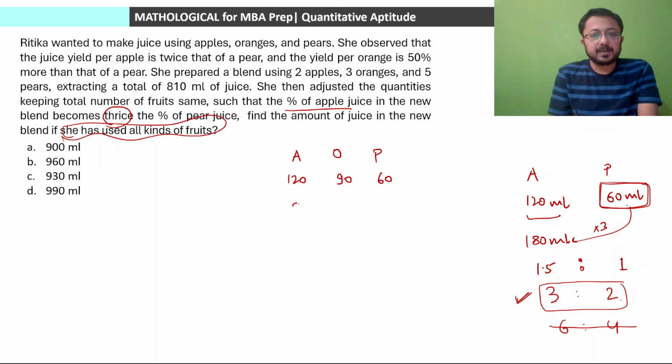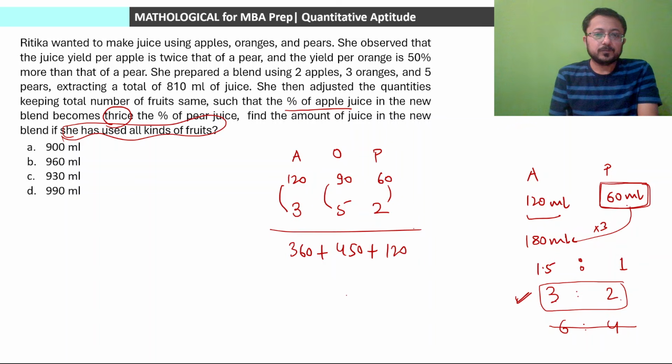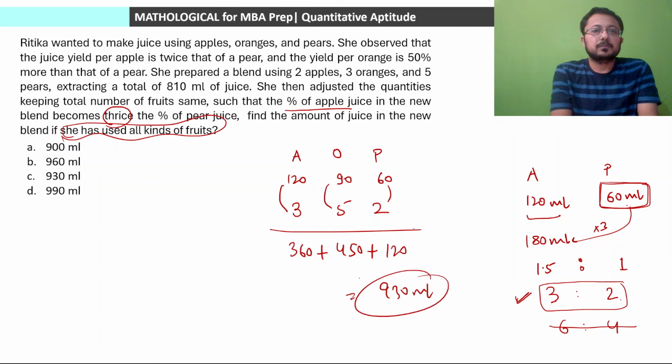So there must be 3 apples, 2 pears, and the remaining 5 will be oranges. So we can directly calculate the values. That is 120 into 3, 360, plus 450, plus 120. So answer will be हमारा 810 plus 120, 930 ml. This will be the answer. Okay. Is this much clear? Next question पे चलते हैं.